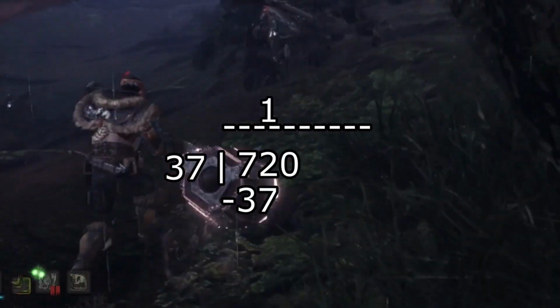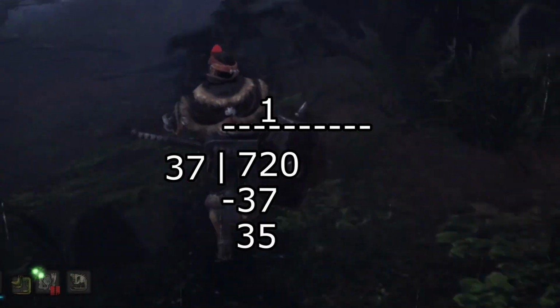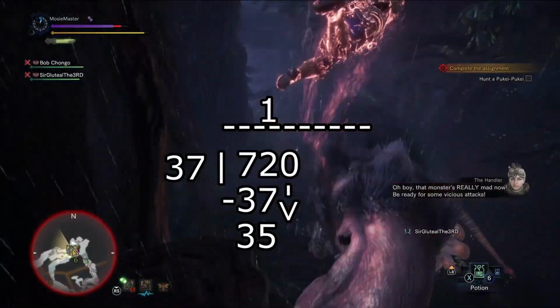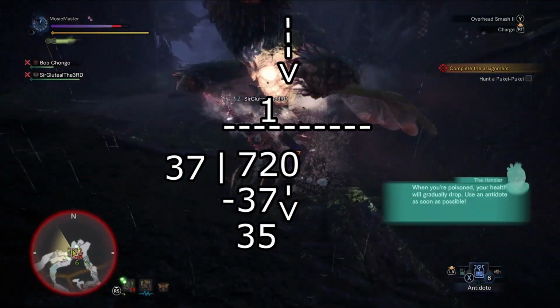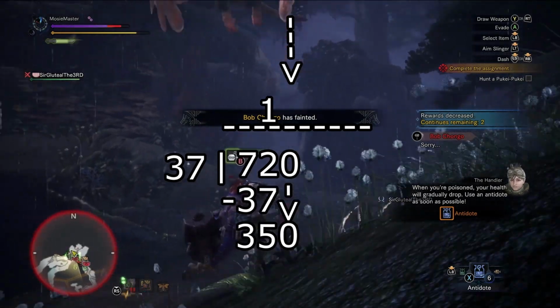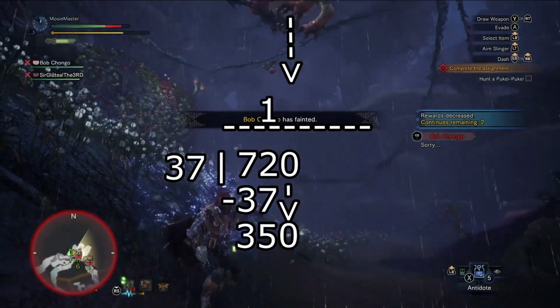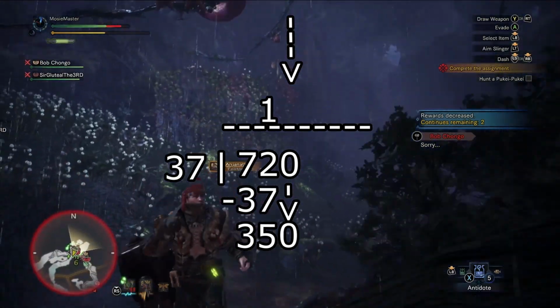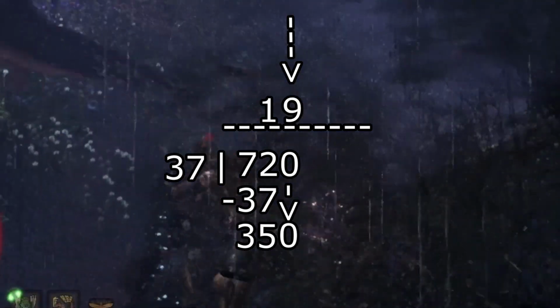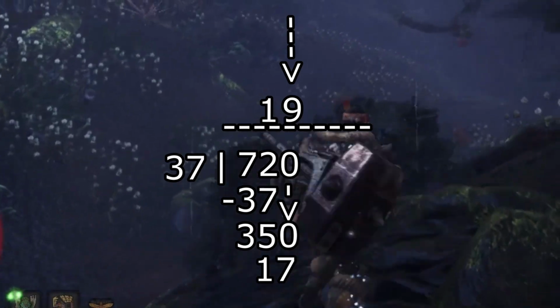So now this becomes 72 minus 37 and we get 35 as a remainder. What's our next step? Drag the 0 down and move on to the next digit. We move from the 10th digit to the 1st digit by dropping the 0 down. So now we get 350 divided by 37. How many times does 37 go into 350? 9 times. So we put this 9 up here. So now we have a 17 as the remainder.